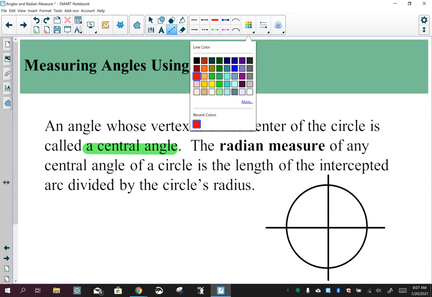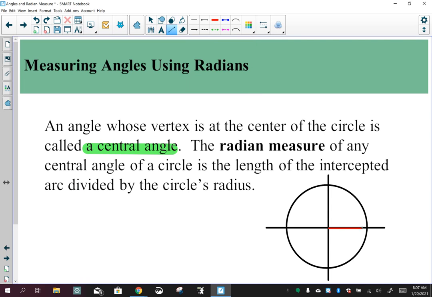So what this is saying is we have our initial side here. And if I have some random angle over here, that's my terminal side. This right here is called a central angle because it's in the center of the circle. Since it's in the center of the circle, that is why it's a central angle.